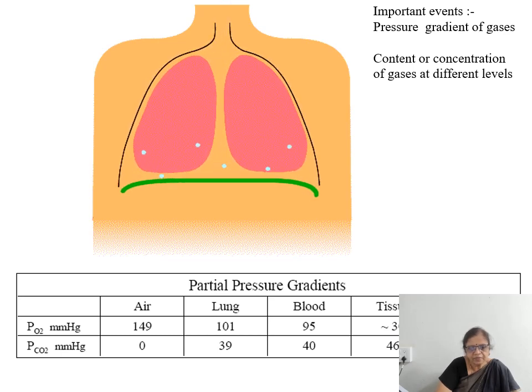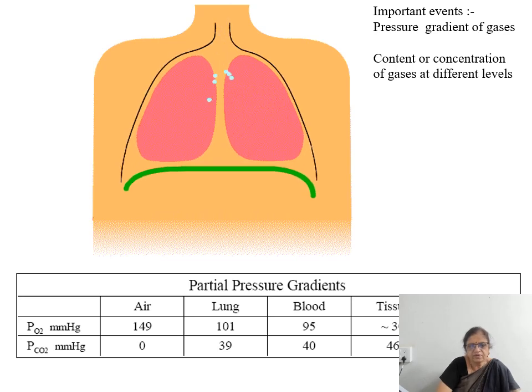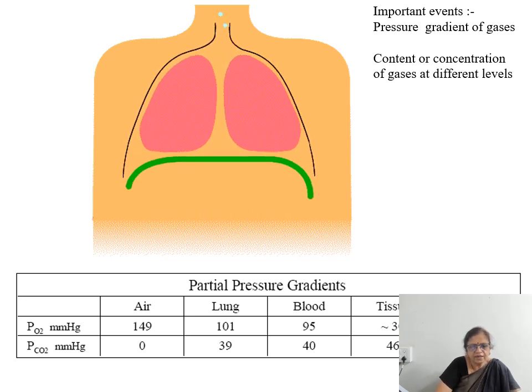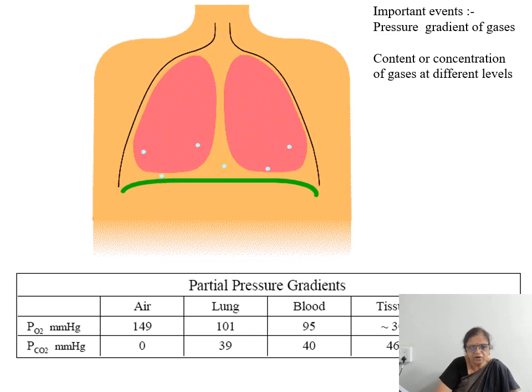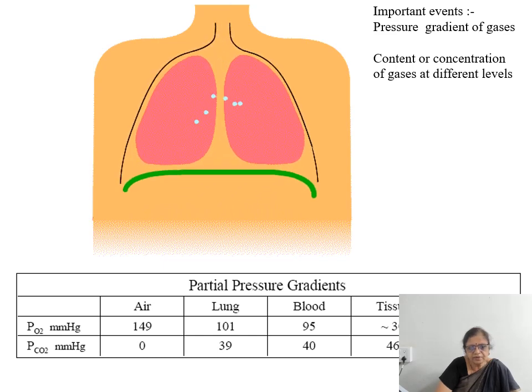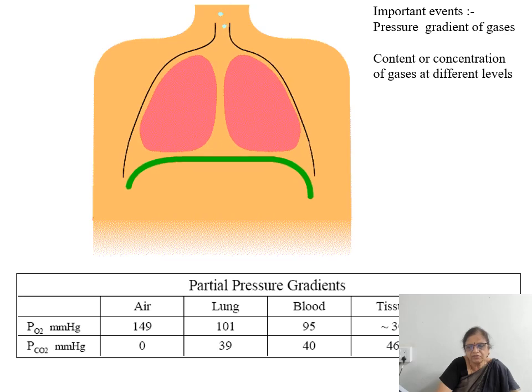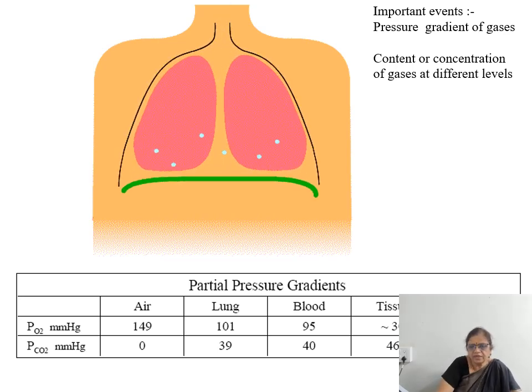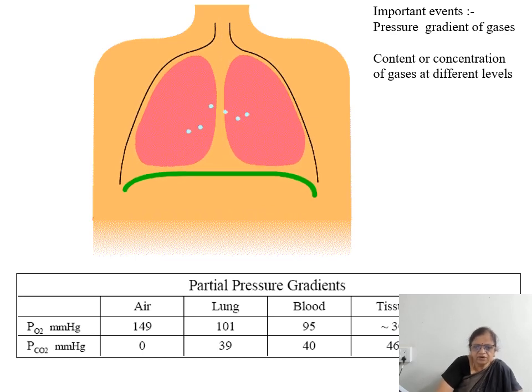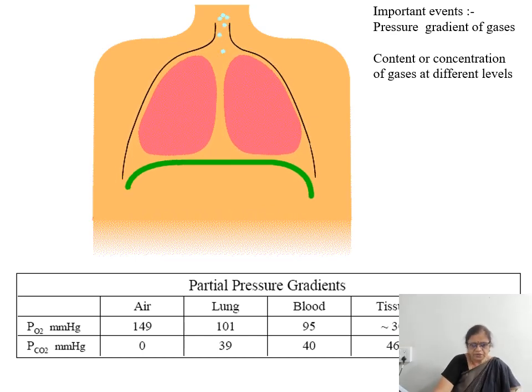Because of the difference in partial pressure, oxygen will enter very easily from the external environment into the lungs during inspiration, from lungs to the blood by diffusion, from blood to tissues by transportation, and near the tissues it will again diffuse into the tissues, oxygen supply. In exchange, carbon dioxide.